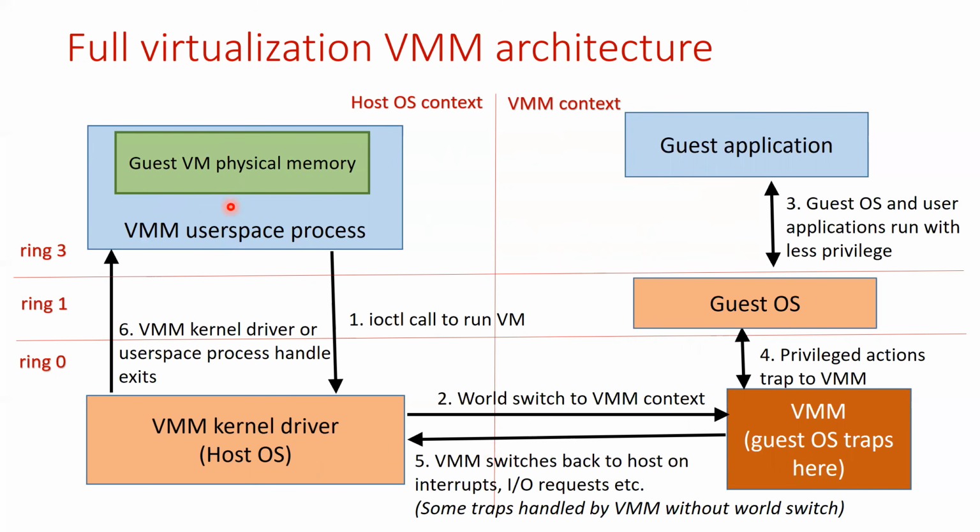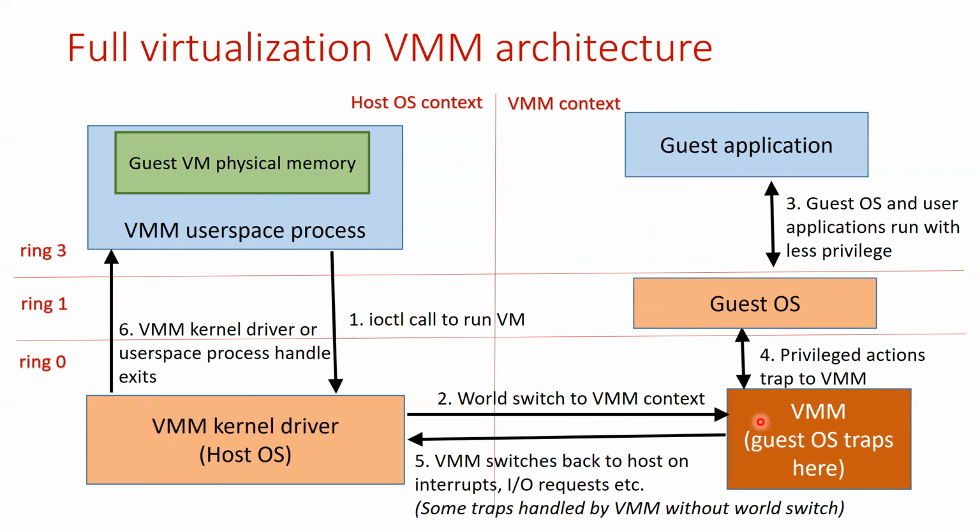And the user space process can then perform the IO using existing system calls. Right? Instead of the VMM here implementing all the system call logic, it simply goes back to the host OS, the VMM process, which will do the IO on behalf of the guest. And of course, once the VMM's job is done, it can once again switch back to run the guest OS in the VMM context.